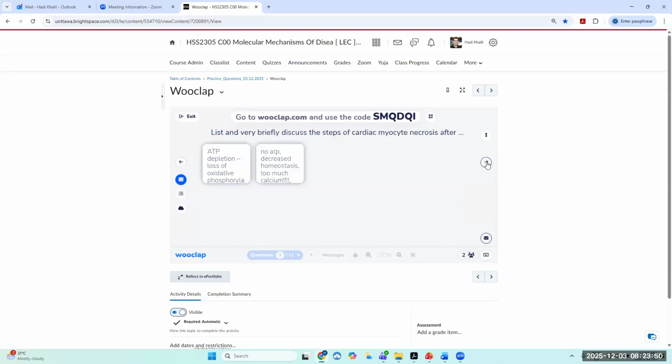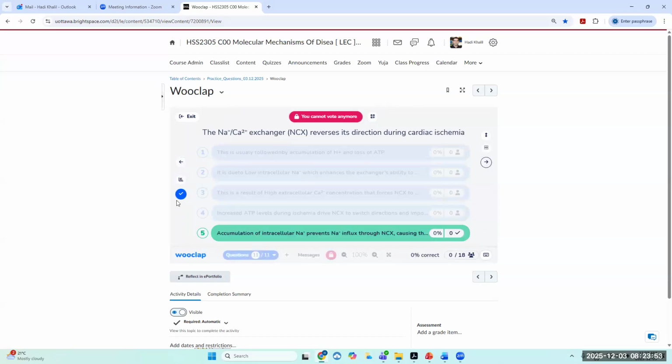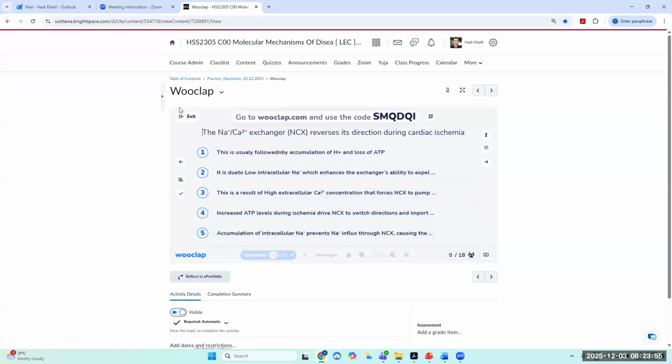And then another format of the same question, which I already kind of answered for you, is instead of having that long question, you could ask, this sodium calcium exchanger reverses its direction during cardiac ischemia. I'm stating a fact here, right? I'm stating it already, and then I give you a multiple choice on that.